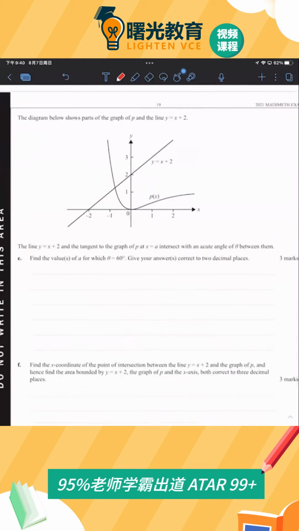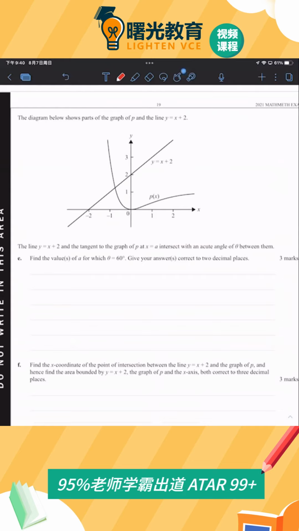Next one, read the graph and then answer E and F. Now, we are provided the graph of P(x) and a straight line, y equals x plus 2. If the question gives you the graph, do not confuse or question it. Don't say that it does not look like the things I have on my CAS. No, just use it. Never, ever question or challenge the paper. If any problem happened, the supervisor would help you and fix it for everyone. It's very fair.